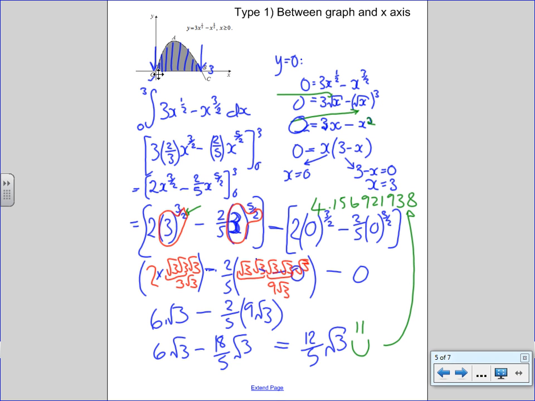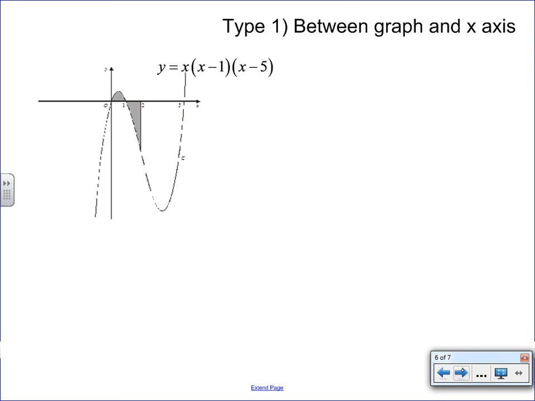Calculator, 3, yes. Brilliant. 4.156921938. But it's much nicer to have the proper answer. Oh, now this one looks interesting. Where are we starting? So we're starting here at 0, and then we're going up to 2, but some's above the line, some's below.